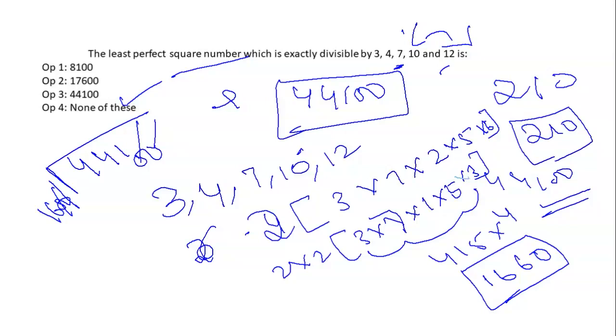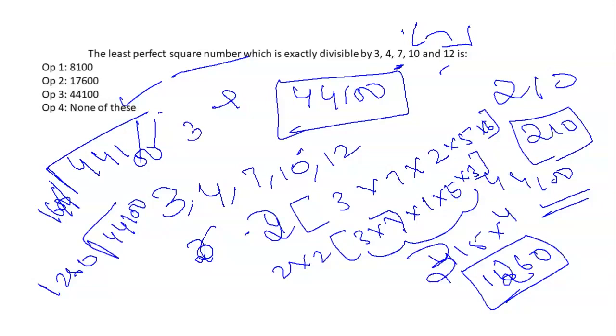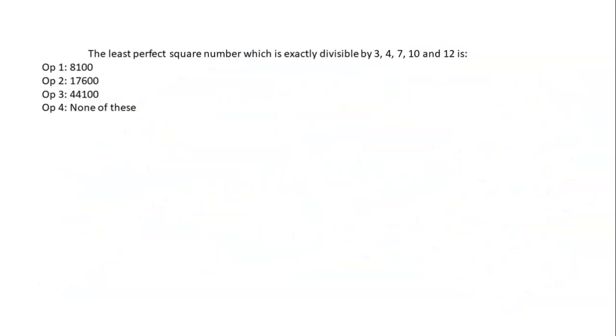So 21 into 5 is 105. Okay, 315. 315 into 4 is 1260. Is this possible? 44100. Is this possible? 1260. 3 times gives you 3780. So, what I'm trying to find here is, if I cancel this number, it is divisible by 12. Okay, well. So the square number should also be divisible by 12. I don't think this number is divisible by 12.